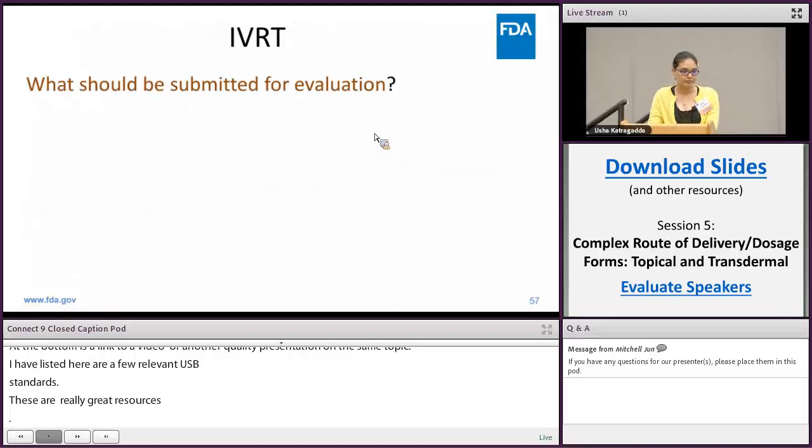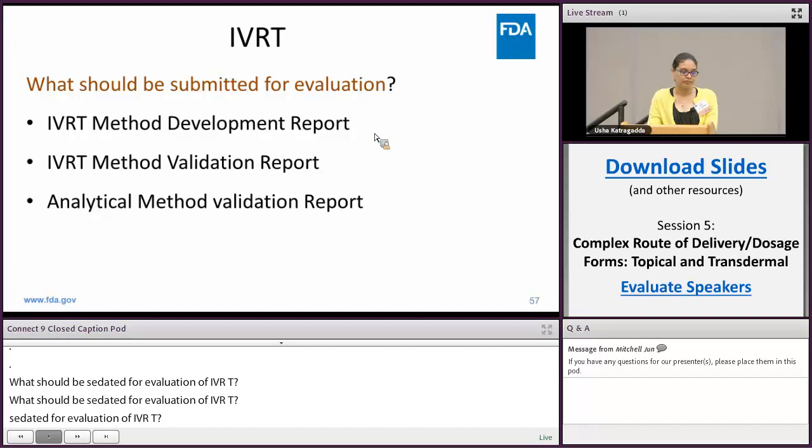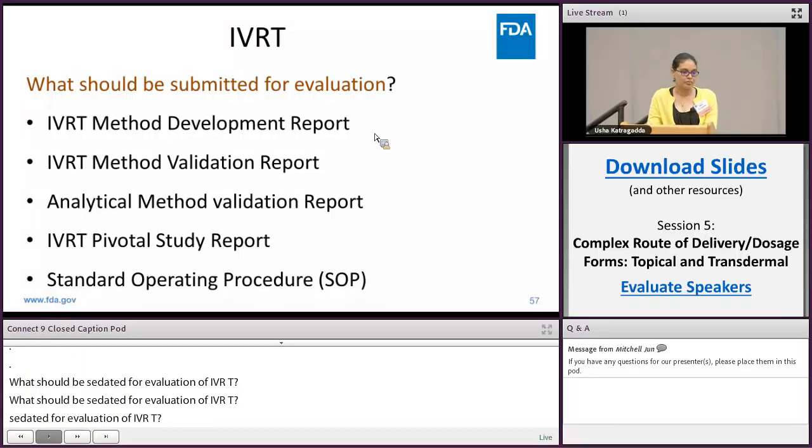As you are all aware, a detailed description of what should be submitted for IVRT and IVPT is described in the PSG, the product specific guidance, of acyclovir cream. So what should be submitted for evaluation of IVRT? IVRT method development report, method validation report. I want to get your attention here: you should submit 2 separate validation reports, one for the IVRT method and one for analytical method validation. IVRT pivotal study report and SOPs related to all these reports.